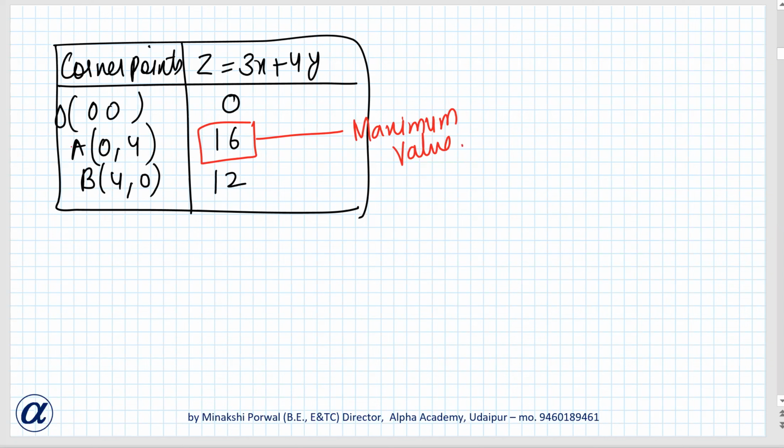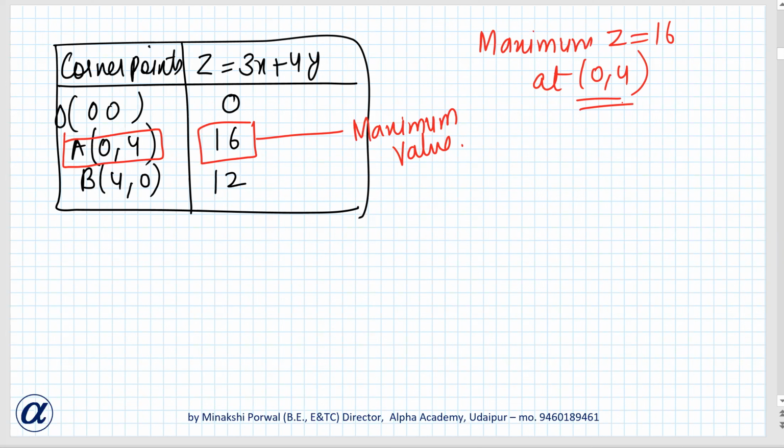The maximum value will be at 0, 4. So this will be the answer: maximum z equals 16 at 0, 4. Is it clear? Yes, ma'am. Now let us do problem number 2.